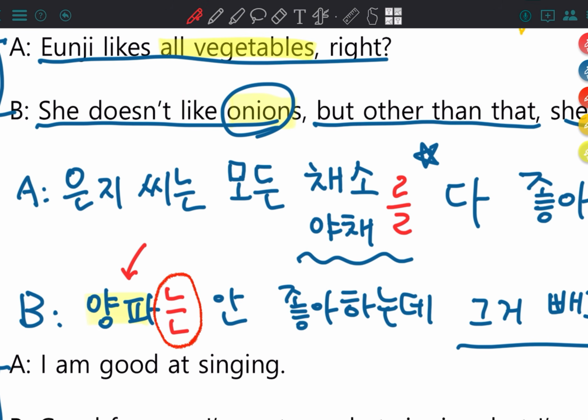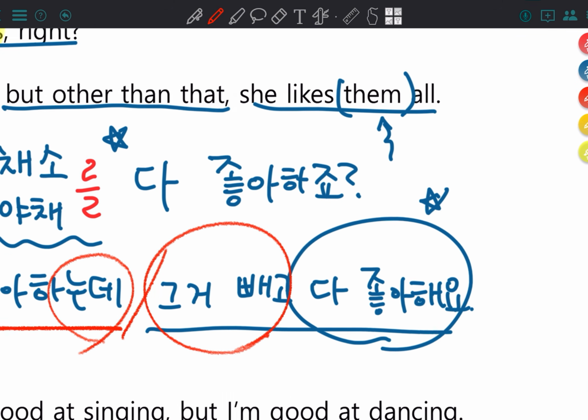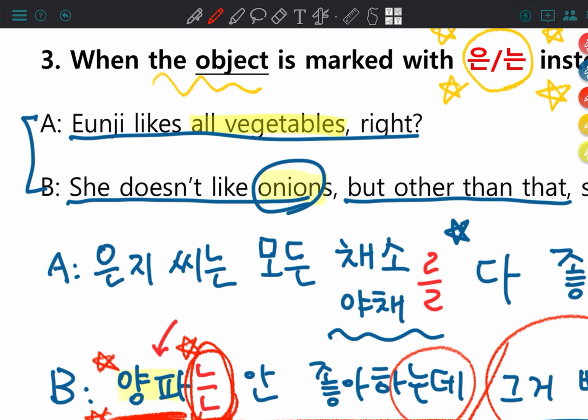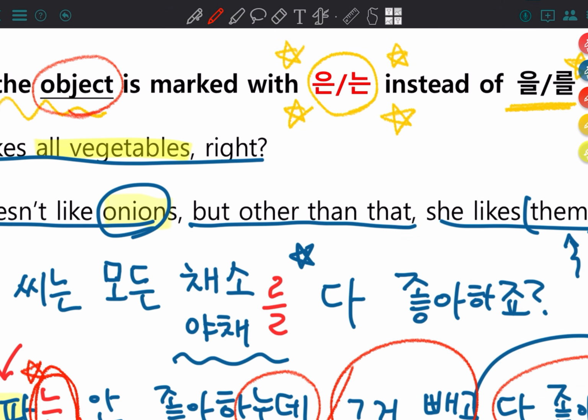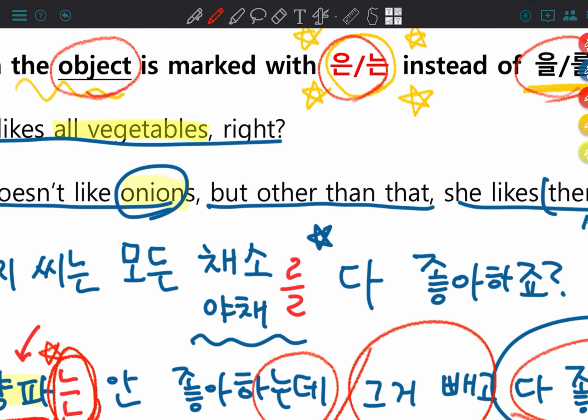But why did I not use 를 for 양파 when it's an object in a sentence? Just like we learned in the subject marking particle class, 는 can be used to put emphasis on the noun, to make the noun a topic of that sentence. So it can mean, as for onions, she doesn't like them, but other than that, except for that, she likes them all. So you will see many such instances where a noun that's supposed to be an object in a sentence is marked with 는 instead of 을/를, and it's to add a certain nuance, whether it's emphasis, whether it's contrast, to add the nuance that only the topic marker 는 can add.